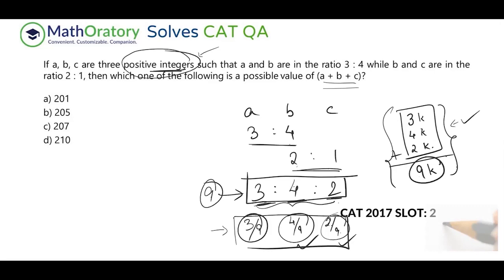So out of these numbers, 207 is a multiple of 9. So that should be the answer here. So it's a very, very fast question. You can solve this in 30 seconds, I believe. But then, I'll put a 1 minute ideal time to solve this because you should never take more than a minute to solve questions like this.